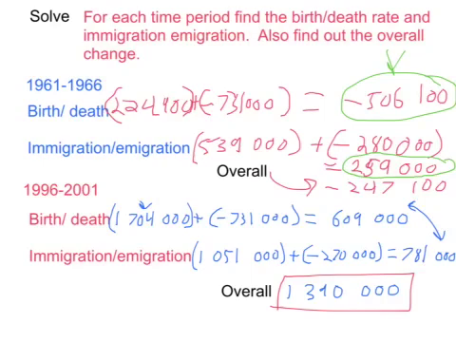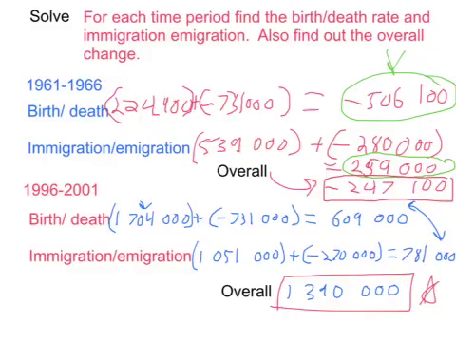And here it has decreased by 247,100. I can very quickly see that there is a much bigger population change because it's a bigger number from 1996 to 2001. I can also very quickly see that from 1961 to 1966, the population went down, and from 1996 to 2001, the population went up.